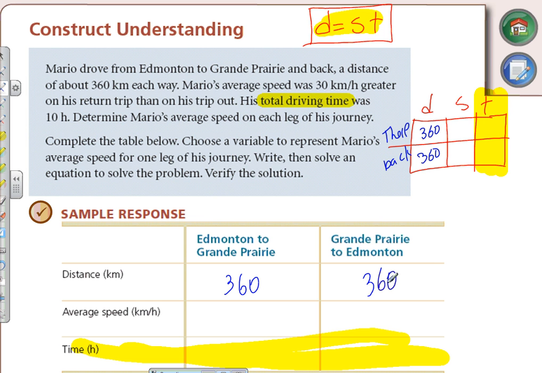And the second one you fill in is not the one I've highlighted, but it's going to be the one that we're going to use the variable on. So I need to use a let statement here. I need to choose a variable to represent. So we have to say let x equal Mario's average speed there. That's my x. Define your variable. If you are using a variable, you've got to define it. So I'll say on the way there is x.